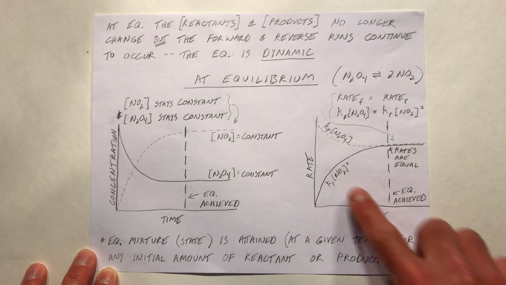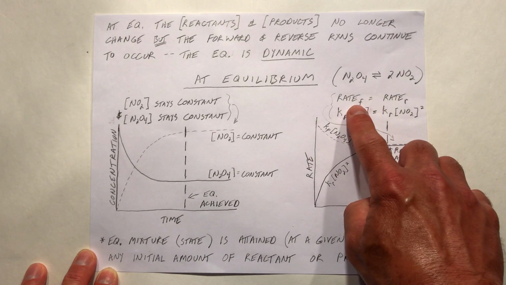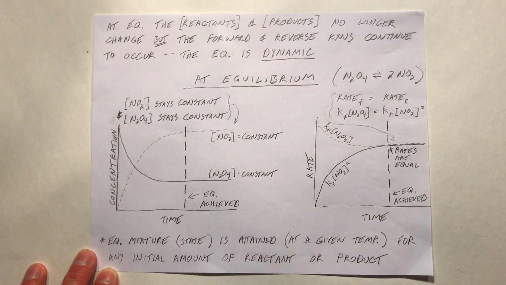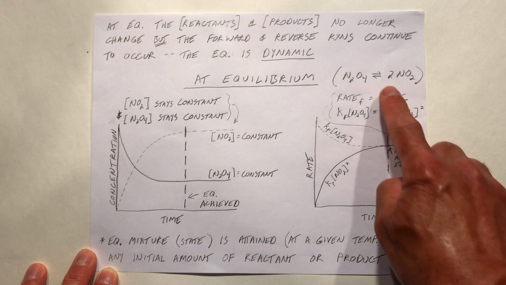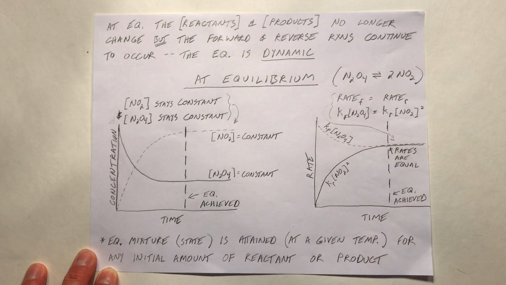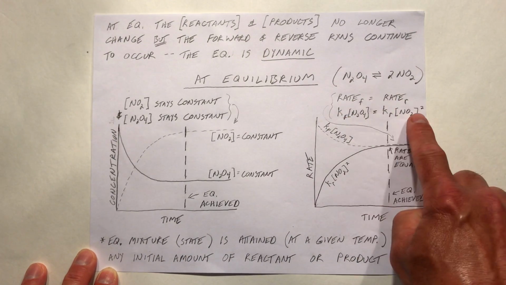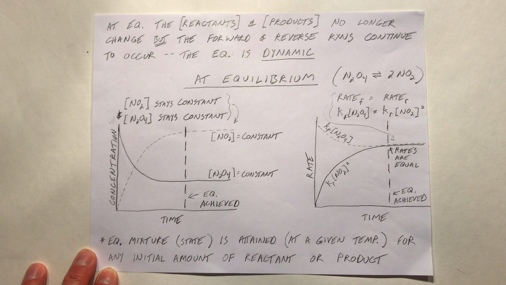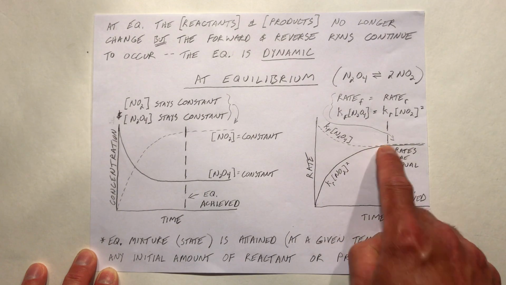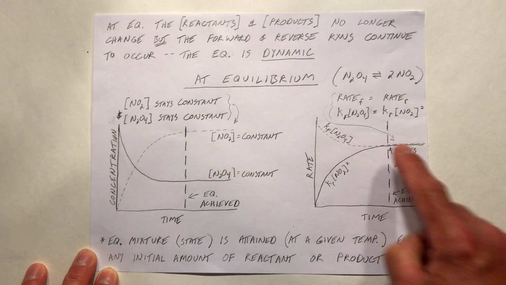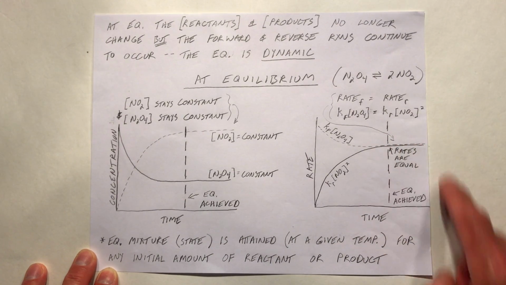Now, the rate versus time graph on the right-hand side here shows that at equilibrium, the rate of the forward reaction equals the rate of the reverse reaction. So the N2O4 making two NO2s happens as fast as the two NO2s making N2O4s. We can substitute in from the rate laws, those two expressions, and say that here we have the rate of the forward reaction, and here we have the rate of the reverse reaction, and at the equilibrium state where equilibrium is achieved, those two rates become equal.